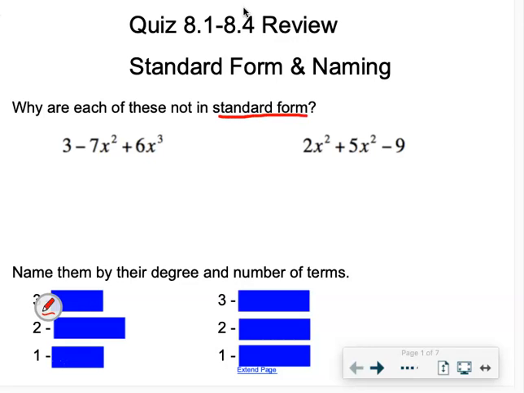So this one, the one on the left, has to have the 6x to the third written first, then the next biggest exponent written second, then the constant written last. Okay, this one over here is not in standard form because these are called like terms, which means we can combine them. So we have 2 and 5 that we can combine into 7, x squared minus 9. This one is now in standard form because x squared is the biggest exponent, and we have that written first.